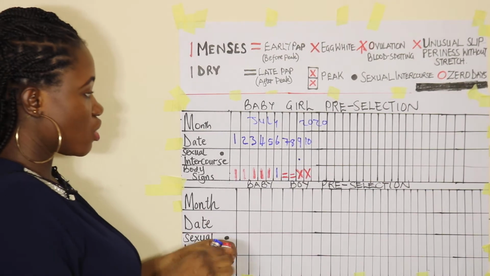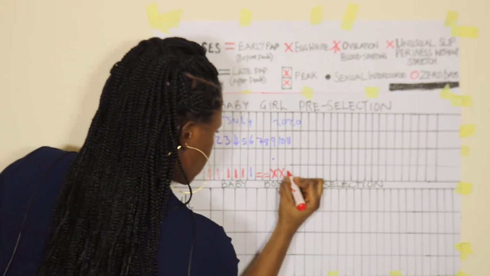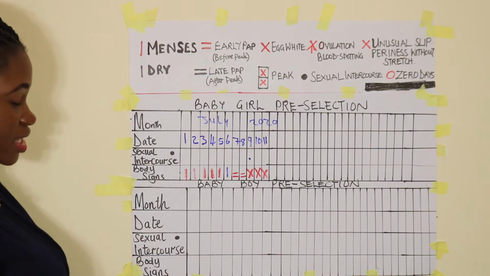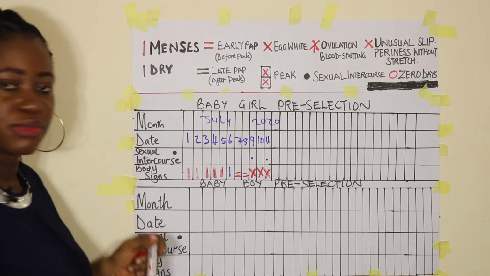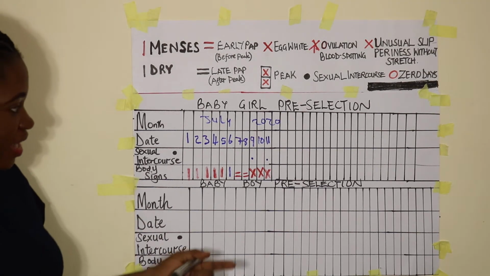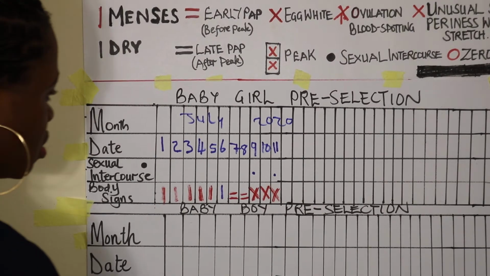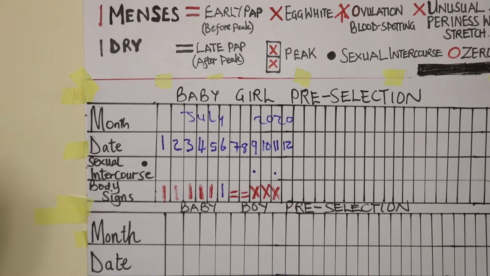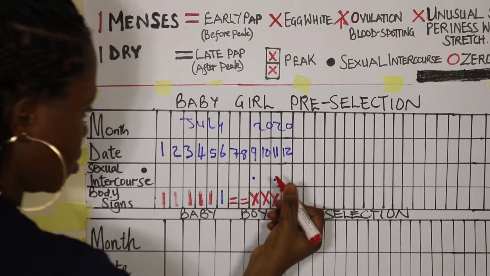even though she's trying to conceive. So on her cycle day 11, her egg white fertile mucus still came out, and she had sexual intercourse with her husband. And then on cycle day 12, she still saw her egg white fertile mucus.